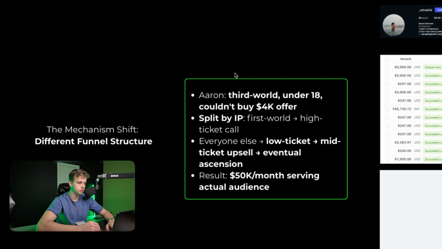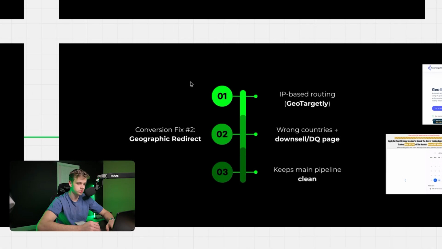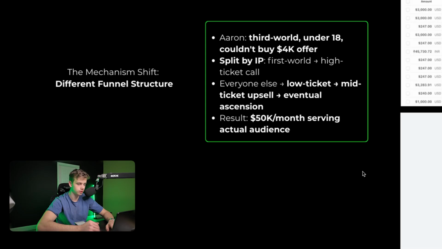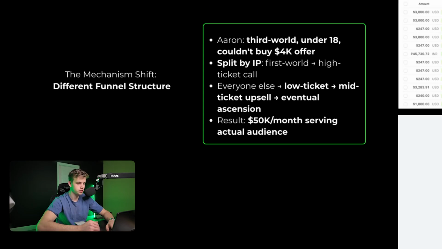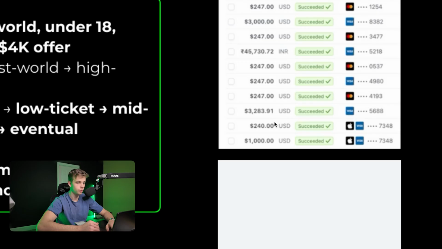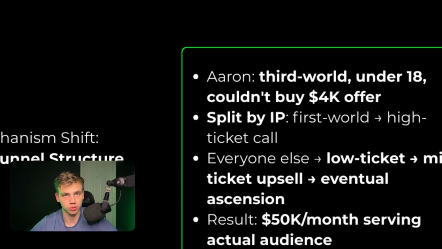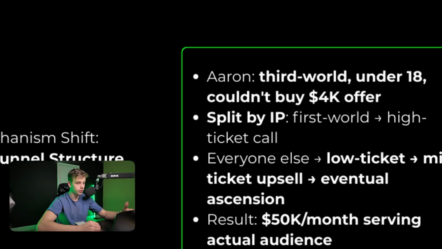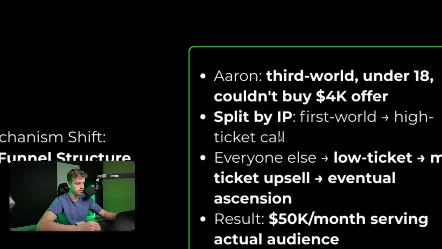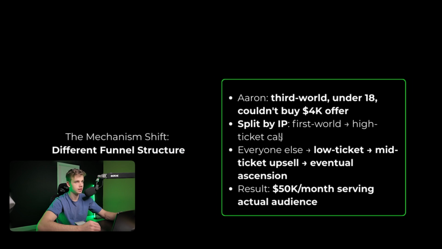The biggest needle mover with Aaron was this. Okay, it wasn't the application page, it was geo-targeting. Now, every time someone would land on his page from a third world country, they would go to the low ticket. We printed from the low ticket. We then had a mid-ticket upsell as well for $247, and it generated a lot of money. And then anyone who landed from a first world country would go to the application page, right, because of their IP. And then we actually did have people from third world countries who succeeded with the low ticket and the mid ticket, and then ascended into Aaron's high ticket mentorship program.